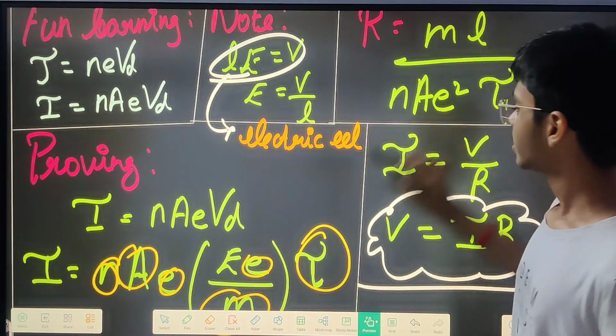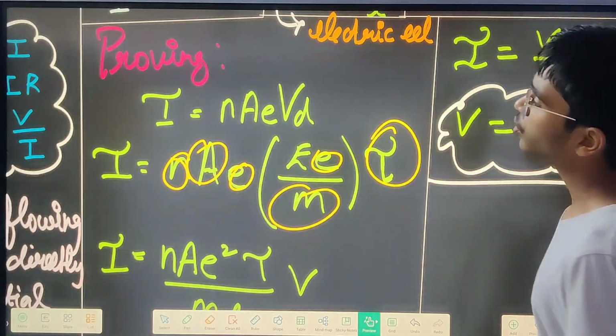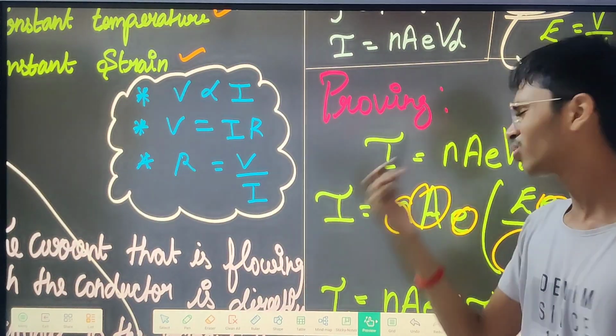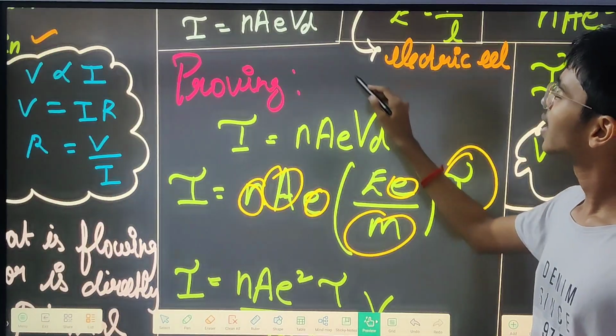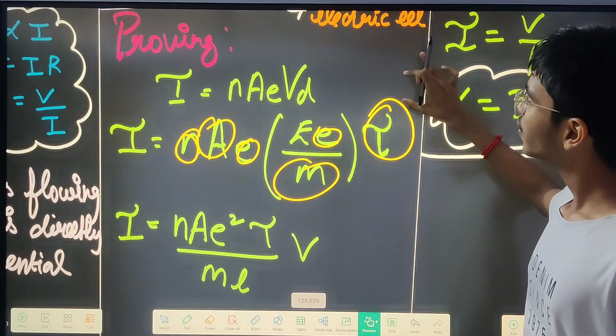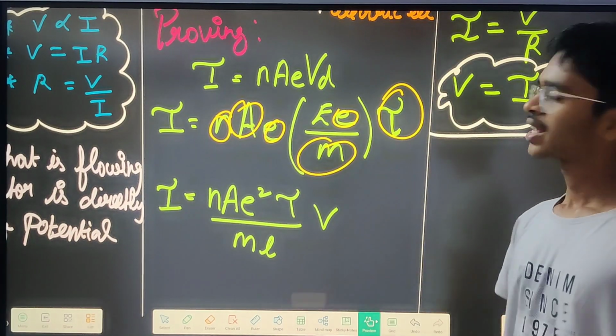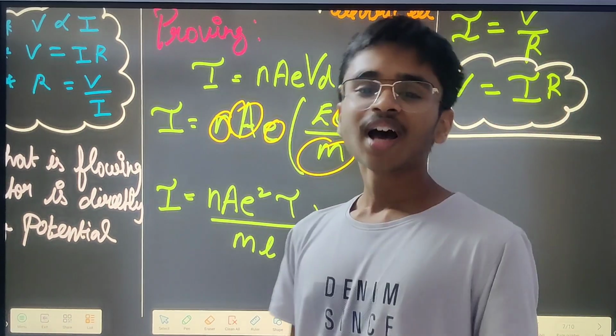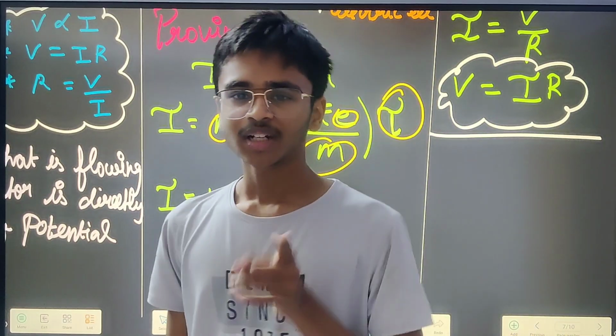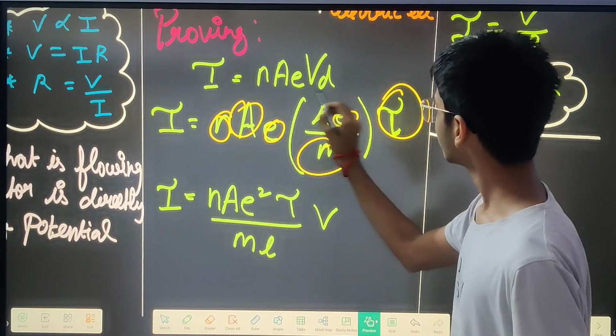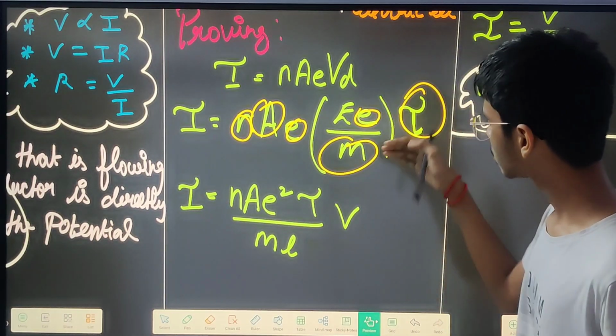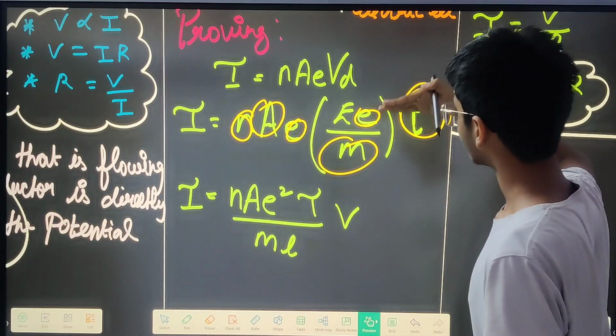Okay, so next is proving. See, for 2 marks I can prove like this and you can just go. But for 3 marks, if they are asking, you cannot just write like that. We have to do some hard work. See, I is equal to nai vida, we know, right? So in place of VD, what you have to do is substitute the value. You have to substitute these values.